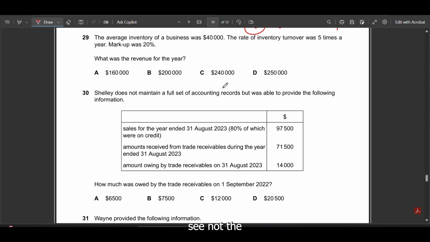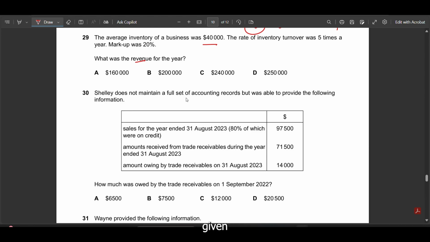Let's see now question number 29. They are talking about the average inventory of a business, which was 40,000. The rate of inventory turnover was 5 times a year. Markup was 20%. They have asked you to calculate the revenue for the year. So we need a few pieces of information over here. Some calculation would be required. First of all, in this case, you need to know what was the cost.